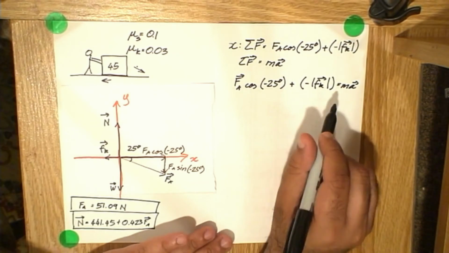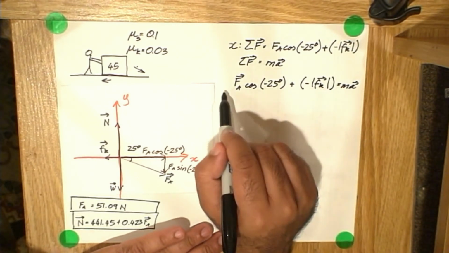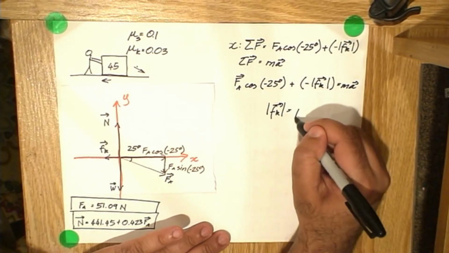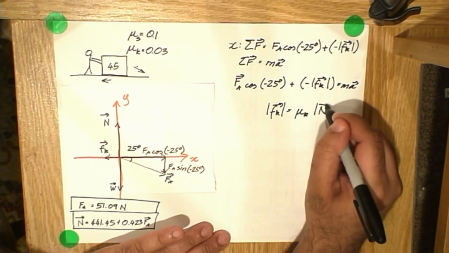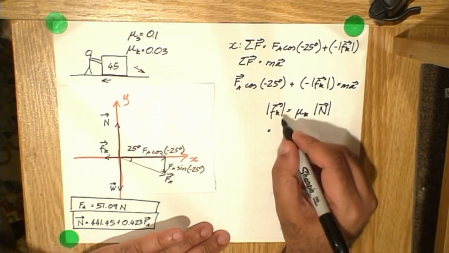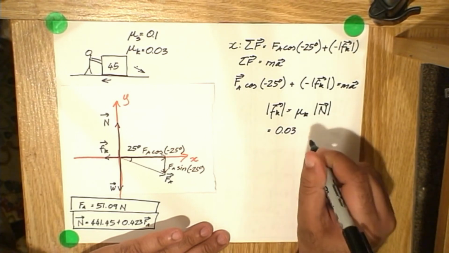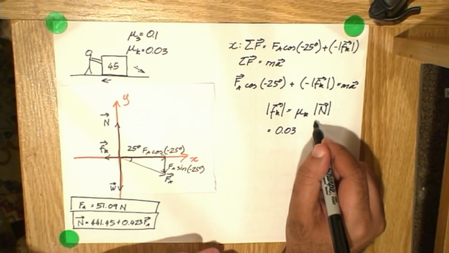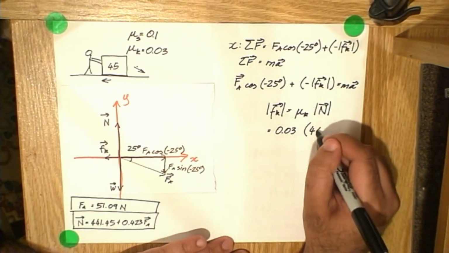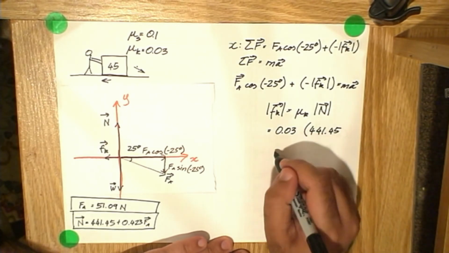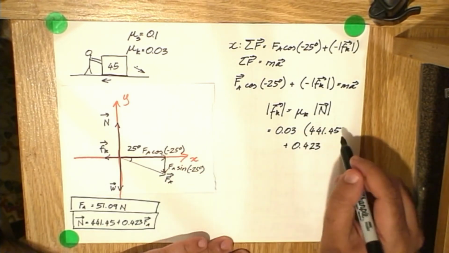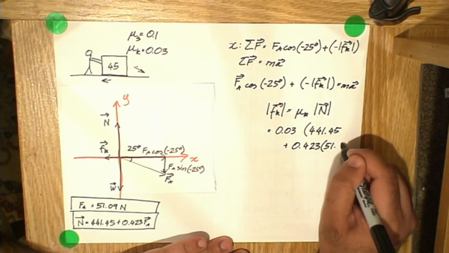Now, to solve for Fk, since we already know Fa, we need to apply the formula. Fk is equal to mu sub k times the normal force. So mu sub k, for ice on ice, the coefficient of kinetic friction is 0.03. But the normal force we have not yet worked out. The normal force is equal to 441.45 plus 0.423 times Fa, which we said was 51.09.